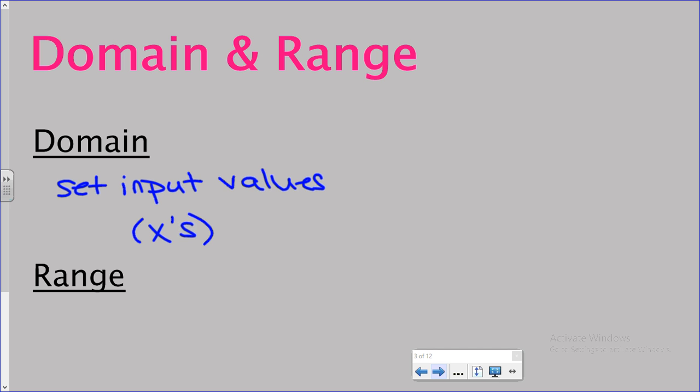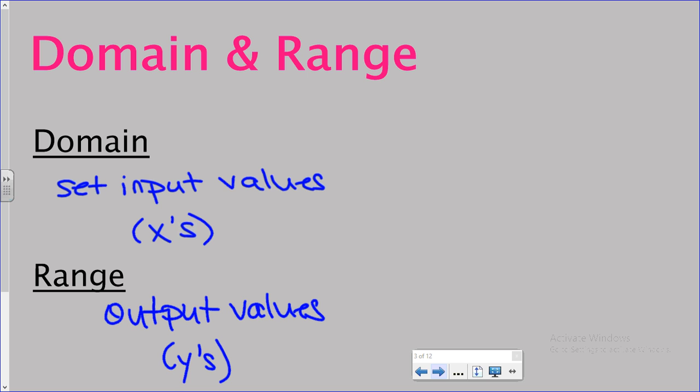So range. How would you describe range? That would be the output values. So the output values, we like to think of them as the y's, right? Okay, so I'm going to expect you to be able to look at a graph right now and talk about the domain and range. And as we work through pre-calculus, there will be equations where I expect you to look at an equation and figure out the domain and range.